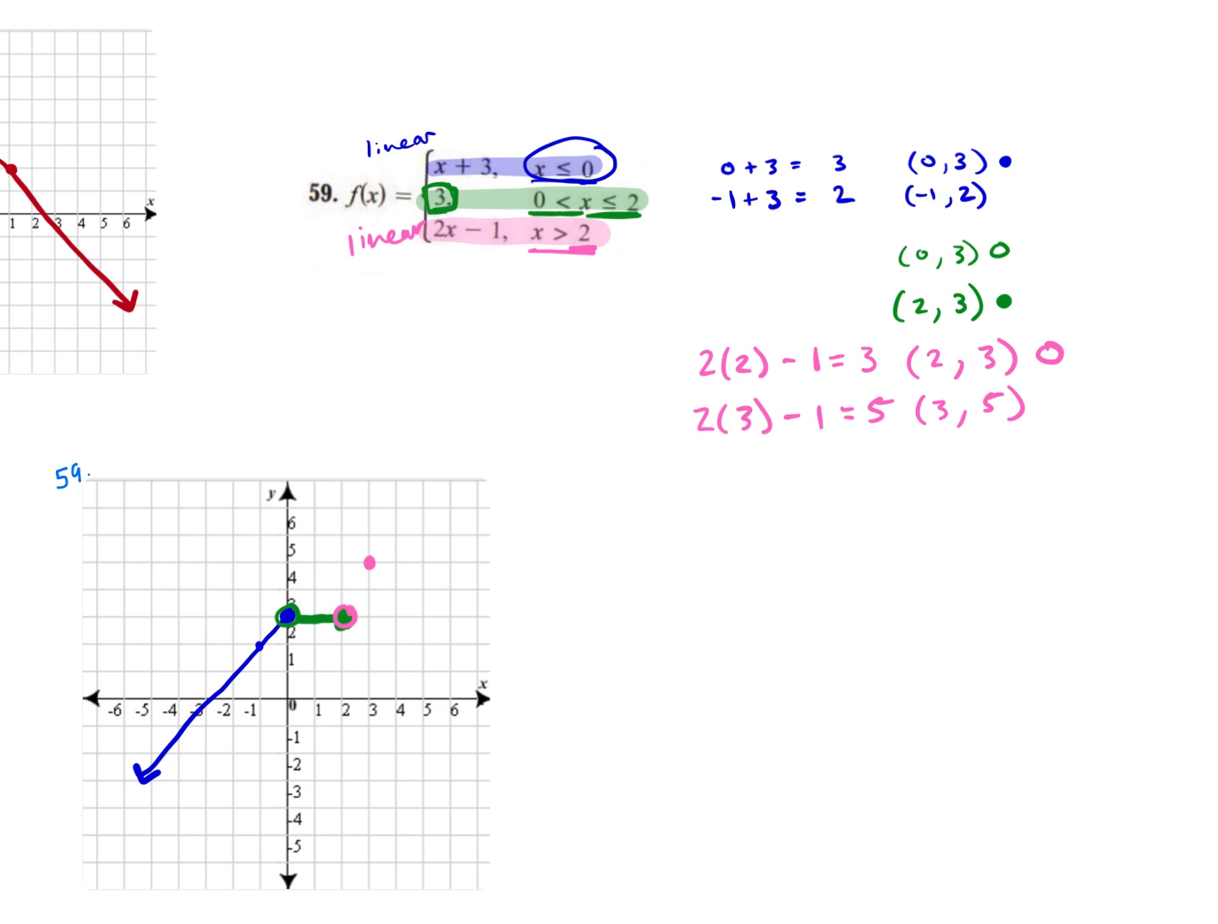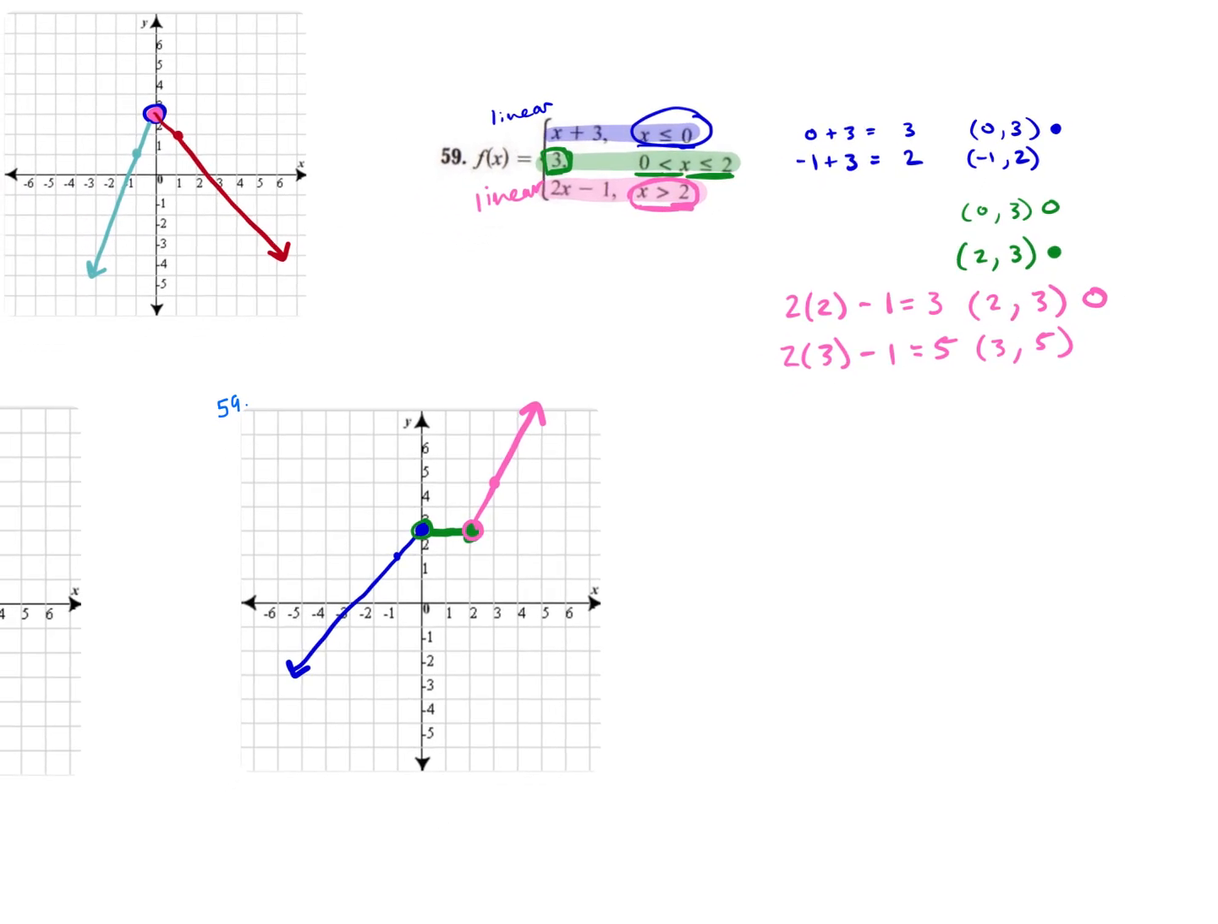We start at the first one and we go through the second. Which makes sense because we're talking about x values that are greater than 2. So our graph is going to the right of 2. And this would be our graph. Any questions here?